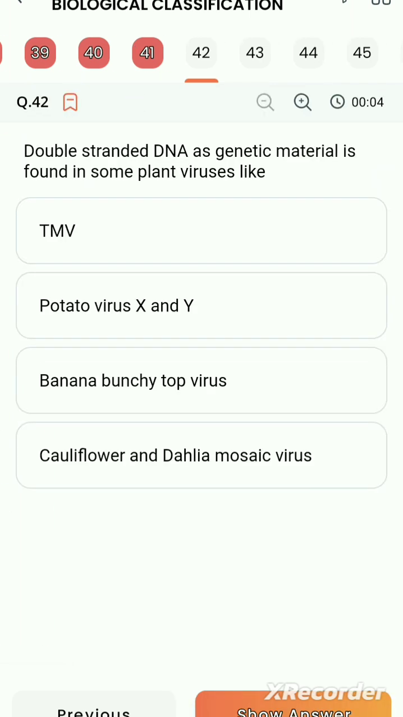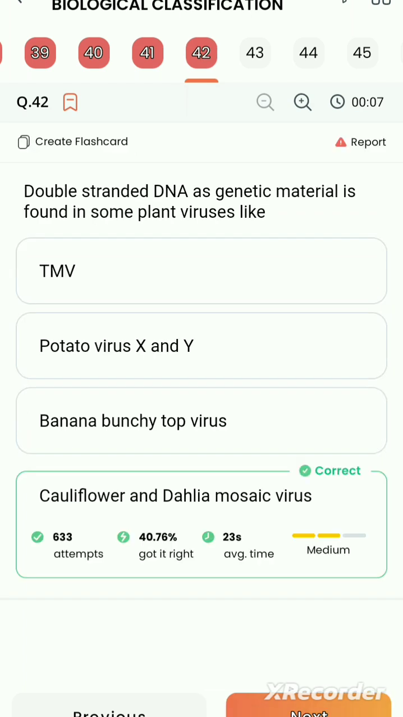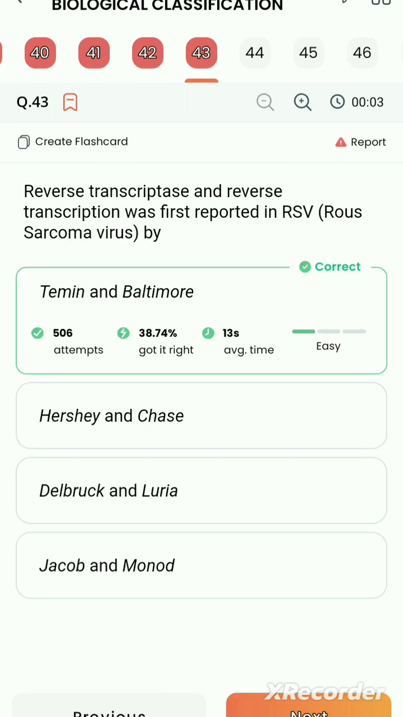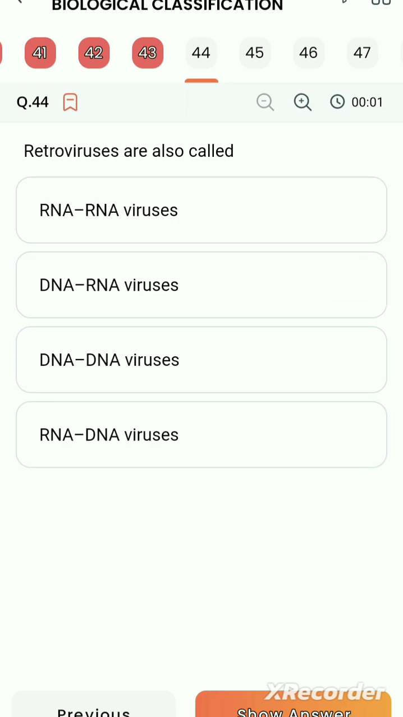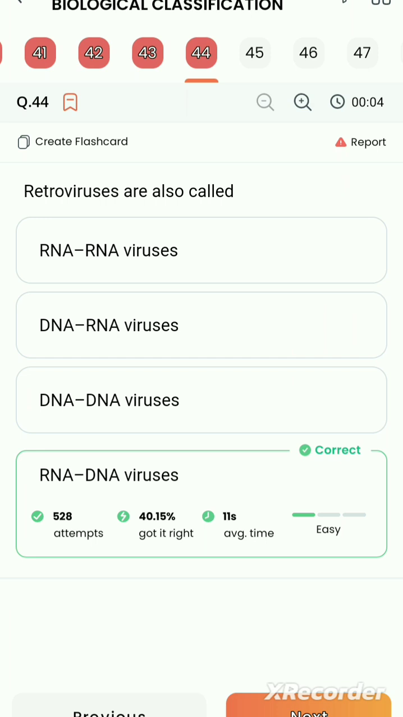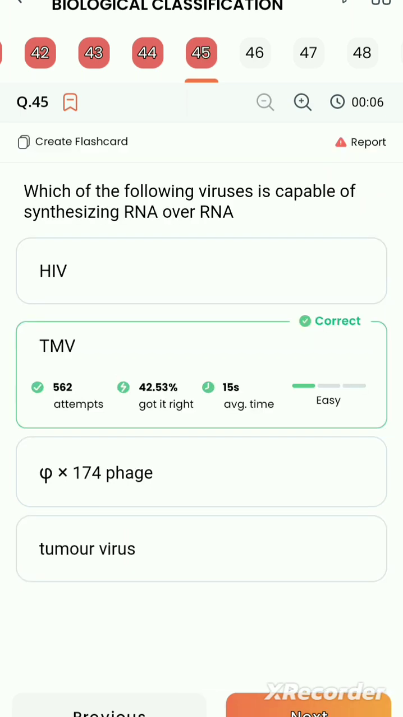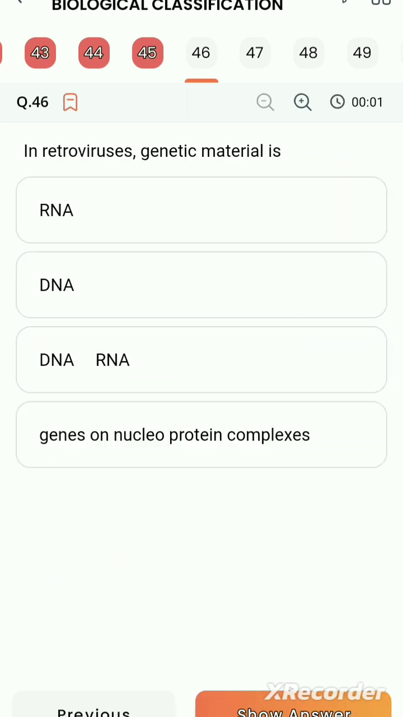Double-stranded DNA as genetic material is found in some plant viruses like cauliflower and Dahlia mosaic virus. 43, reverse transcriptase and reverse transcription was first reported in Rous sarcoma virus by Temin and Baltimore. 44, retrovirus, the very famous one, right? So it is also called RNA-DNA viruses. Which of the following viruses is capable of synthesizing RNA over RNA? That is TMV, tobacco mosaic virus.